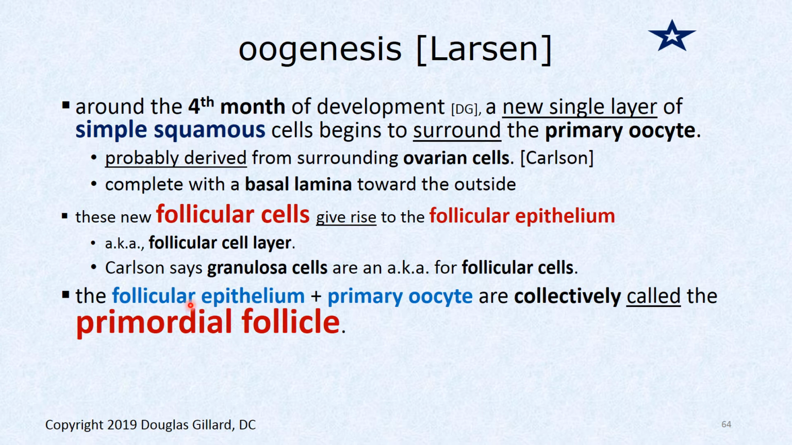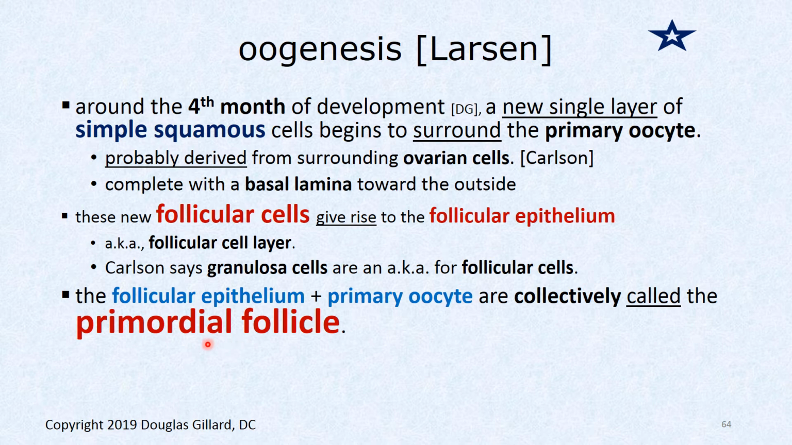So this new follicular epithelium, single layers, squamous cells, plus the primary oocyte that it wraps around, and the basal lamina, or basement membrane, they are collectively called the primordial follicle. Primordial means before birth, for the most part. Primordial follicle. So this follicle, hard to see. You need a microscope to see this thing. Really super small. But yeah, it's there.